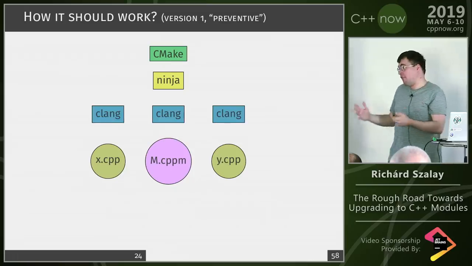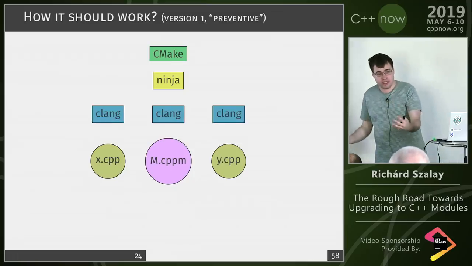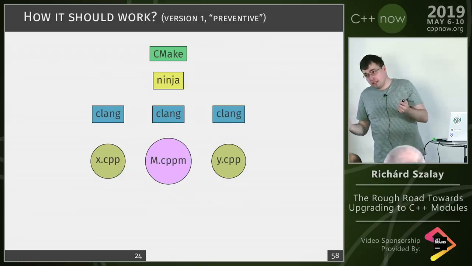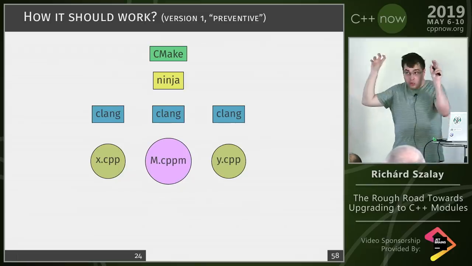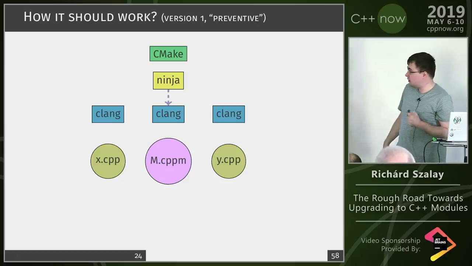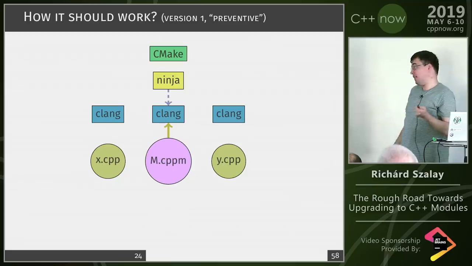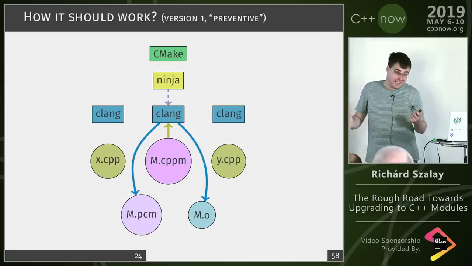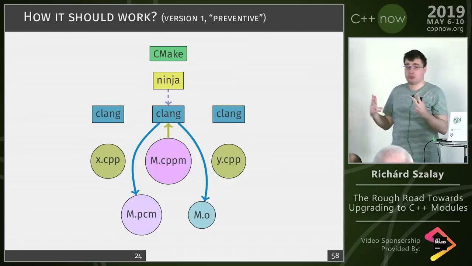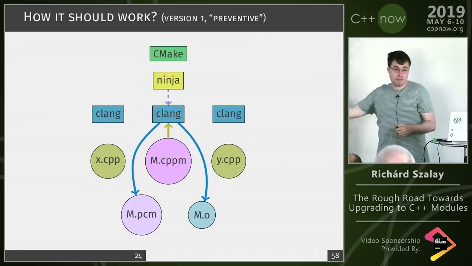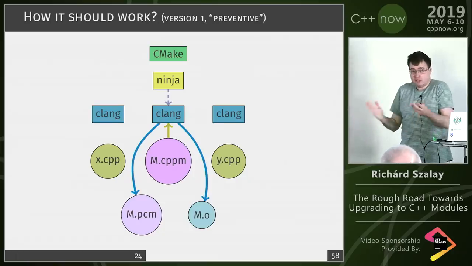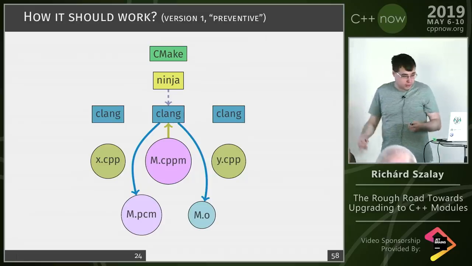Ninja will have in its database some compiler invocations, still one for each compilation. And hopefully the build system will know that my normal translation units depend on the module. So at first it will compile the module. In the current implementation of Clang, the compilation of a module has two outputs. We have this PCM, which is the binary module representation of the compiler AST. And we have the generated code object file, which is created as if it was a normal translation unit.